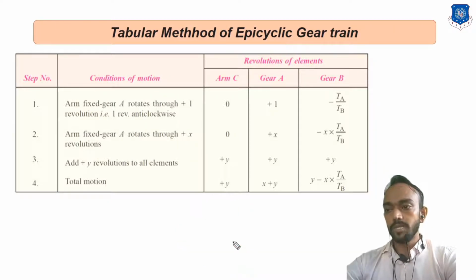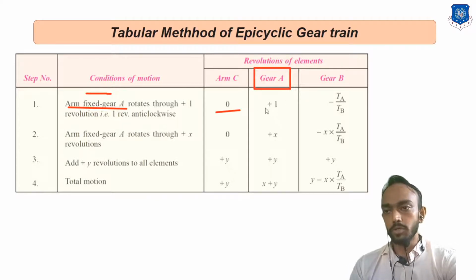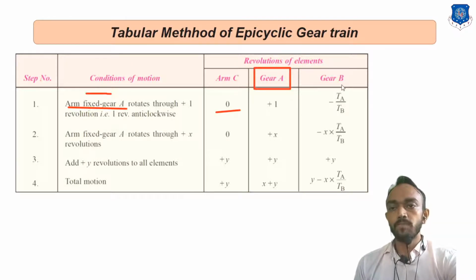So as you know, first we assume the arm is fixed, so arm RPM will be 0, and after that any one gear we take and give only one revolution, plus one revolution, and because of that plus one revolution we get the RPM of gear B, which is minus TA by TB. And always remember that driver upon driven, this will always be the same.